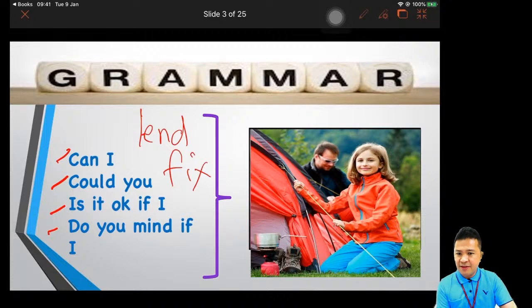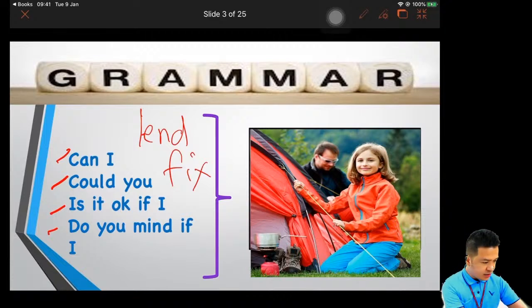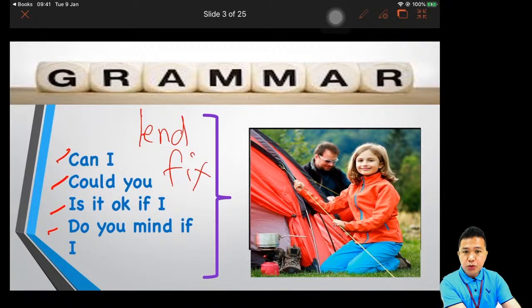Is it okay if I fix the tent? Okay, very good, Chayapat. Is it okay if I fix the tent? That's correct. Another one. Do you mind if I lend your tent? Do you mind if I borrow? Okay, you use the word borrow. Do you mind if I borrow your tent? Or you can say, do you mind if I lend you my tent? You, my tent, not your tent, okay? But I will consider that one.